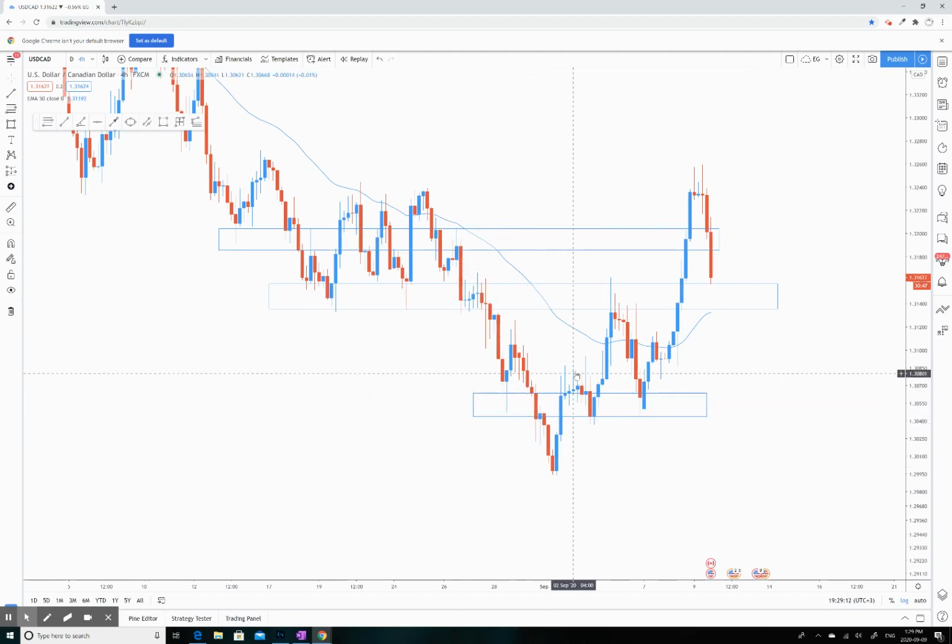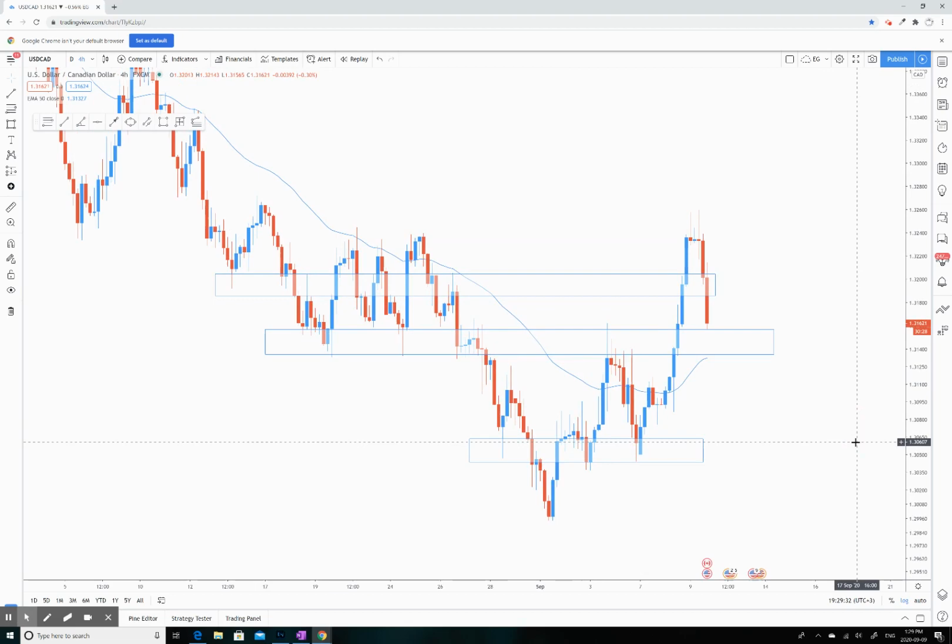And then this guy down here is another area that was respected as support and has not yet been really respected as resistance. If we go back, we can probably see that happening though. So these are the 3 zones that I want to work with because they're the most significant to me. Okay. So these are the 3 that I'm looking at.